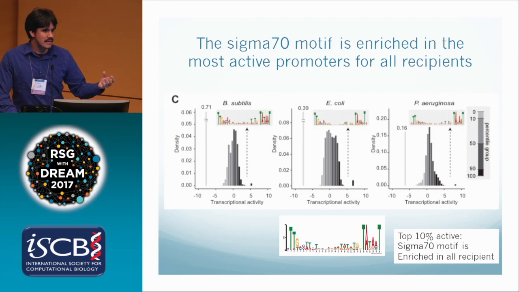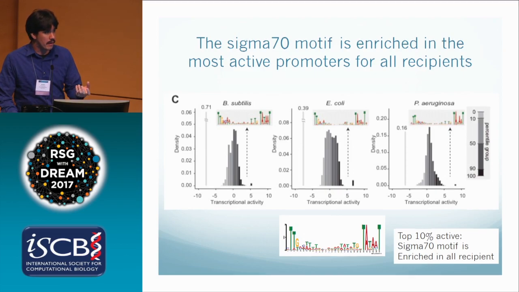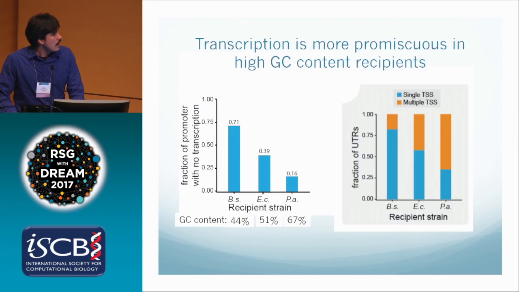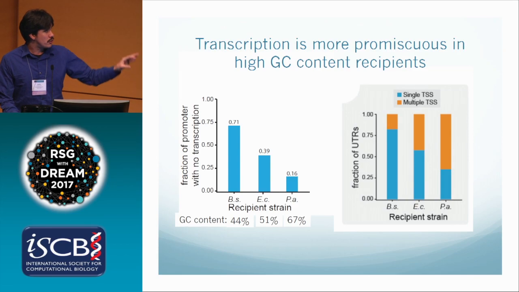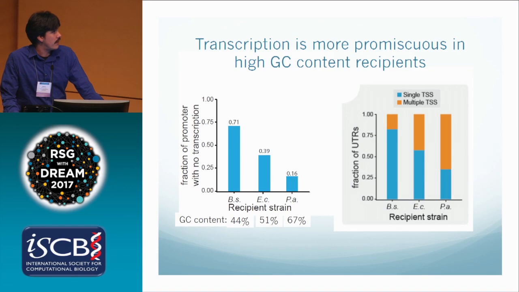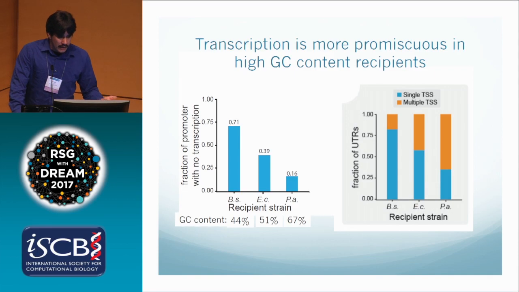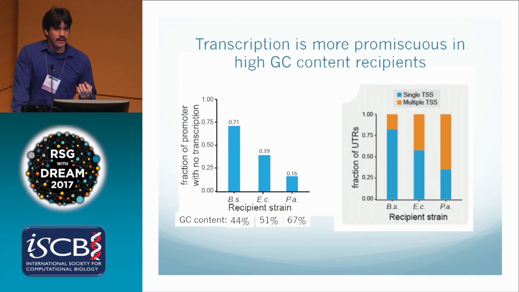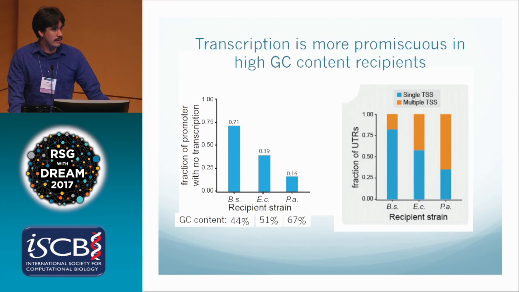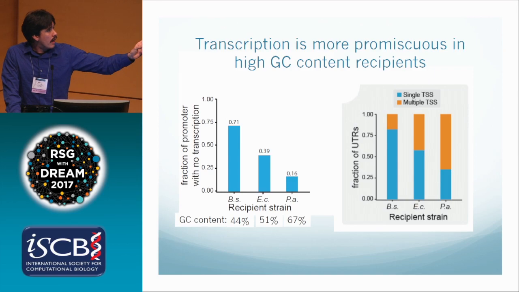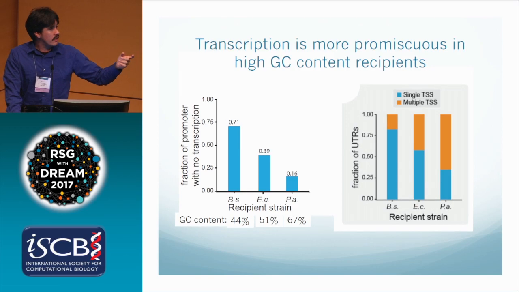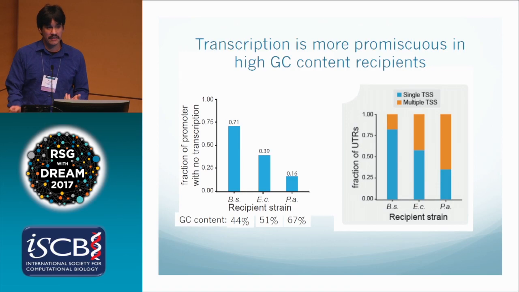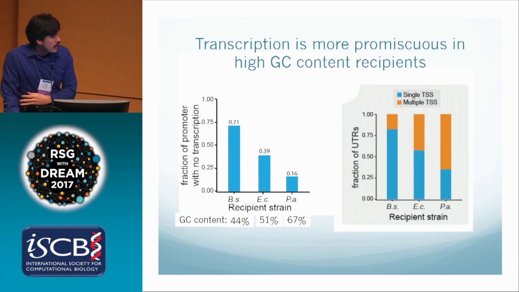So the sigma 70 is the main factor that recognizes foreign transcripts in the cell. And for this talk, I focus on two particularly important findings that we saw, related to the promiscuity of transcription. We call promiscuity how easy it is for a recipient to express a random promoter that they receive from foreign DNA. And we see that it's very different in terms of the fraction of promoters that are expressed, and also the multiplicity, how many alternative transcription start sites they can recognize.